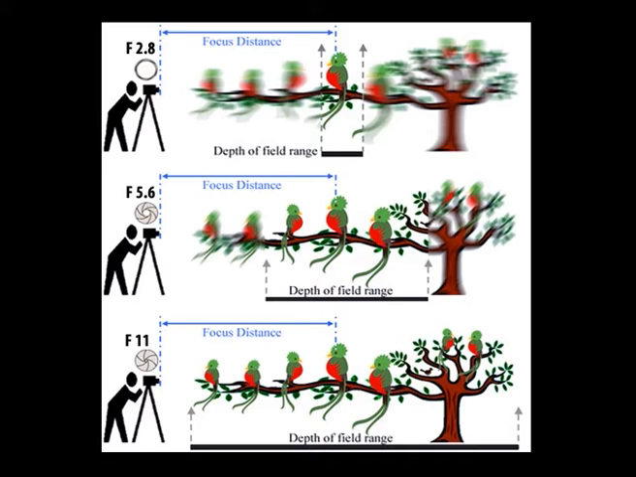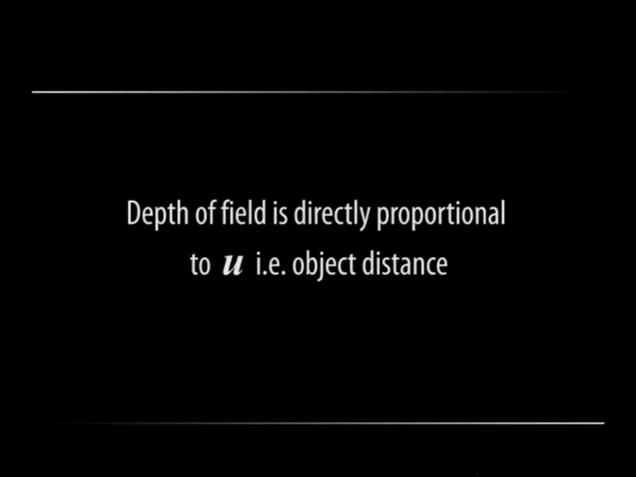Or if you are shooting at f5.6 and you decrease your aperture number, that is you go for f4 or f2.8, then you will get less depth of field. Another factor that controls depth of field is the object distance, which is referred to as u. Now, u is directly proportional to the depth of field. If you are focusing on an object at a distance, you get more depth of field than when you are focusing on an object close to the camera. So, depth of field is directly proportional to the object distance, that is u.